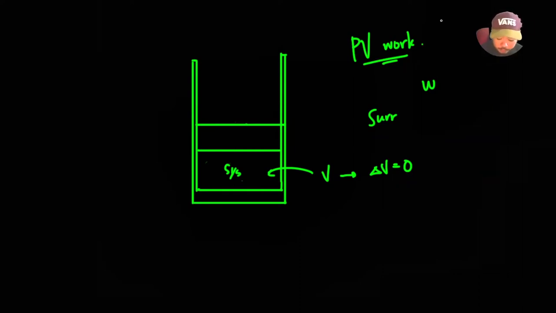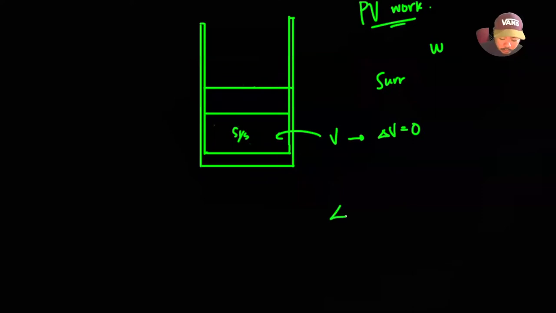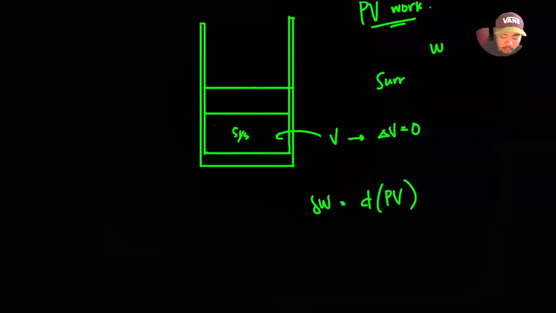Okay? So yung pressure volume work natin, kunwari if we do d of PV. This is if we do work, no? The infinitesimal changes in work is equal to d(PV). So ito pwede nating i-express, kung i-evaluate natin itong derivative na to, as P dV plus V dP.